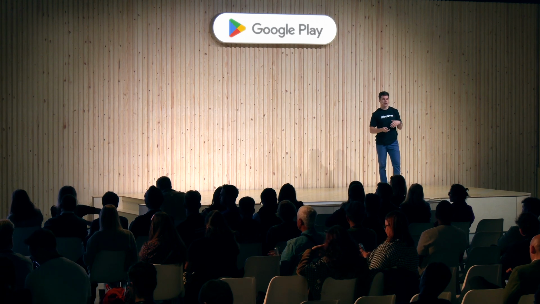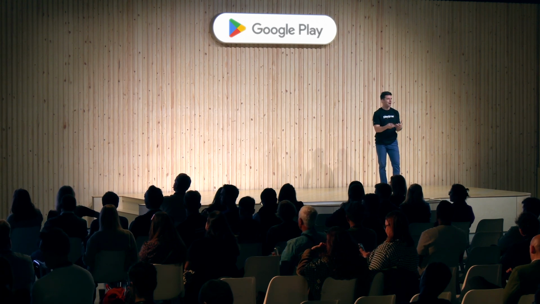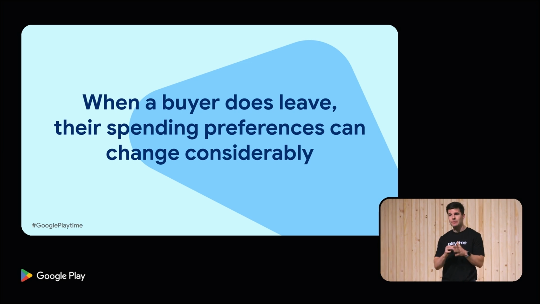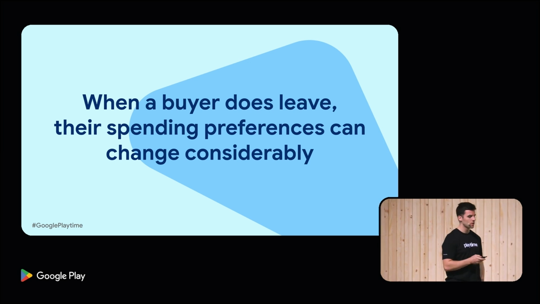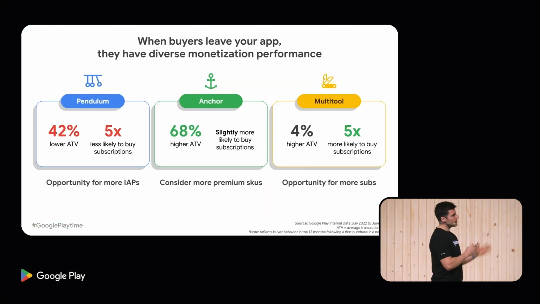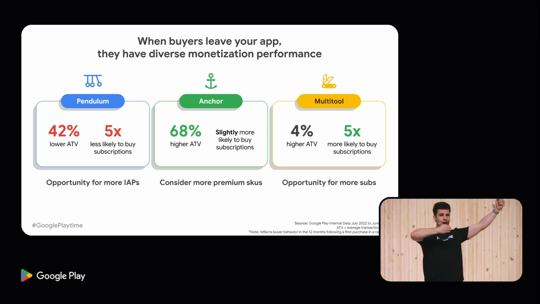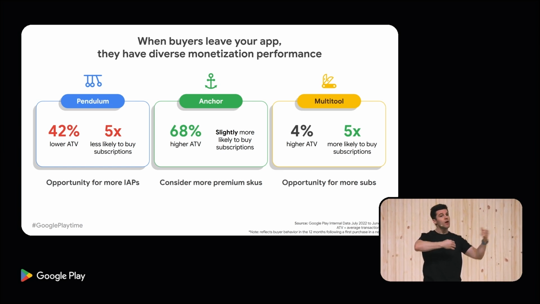All right, so now that we've taken a look at where your new buyers are going next, let's see what we can learn about how they're buying later on. We've seen that when a buyer does leave, their spending preferences can change considerably. These buyers shift their price sensitivities, and their preferences for subscriptions versus IAPs can change as well. So, for these metrics, what we're comparing is how your new buyers are spending in the 12 months after they stop spending in your app compared to how they were spending in your app.